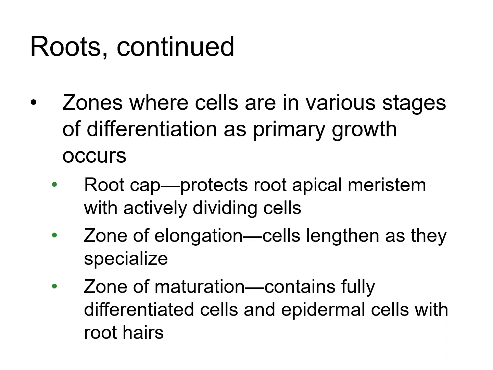And so there's different zones to know. Obviously the root cap is a big one. That's the part that's protecting the main meristem of the root, where the root's actively dividing and growing with mitosis. The zone of elongation is what it sounds like. The cells get longer so they can specialize. And then the zone of maturation is where the cells become differentiated. That tends to be more close to the stem, and that's where the rest of the plant matures from.